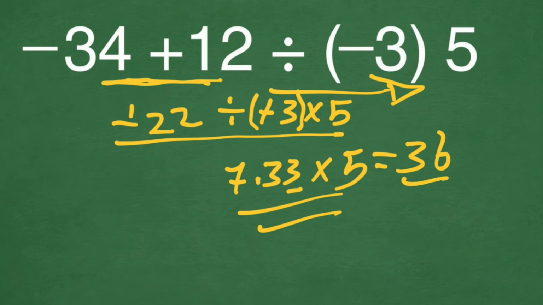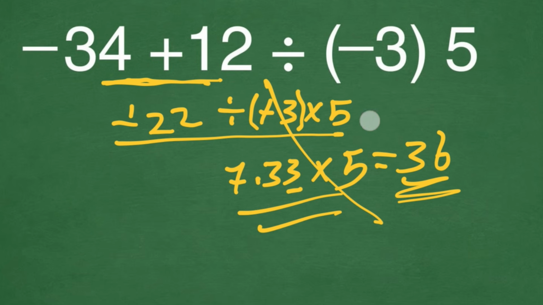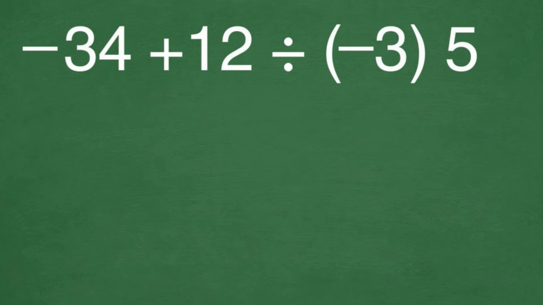But is this right? Well, let's solve this the correct way, because this is not the correct way to solve this. This just breaks the law of the order of operations, and I will explain to you what that means. Actually, the way most people solve this kind of problem is incorrect and does not satisfy the correct order of operations.